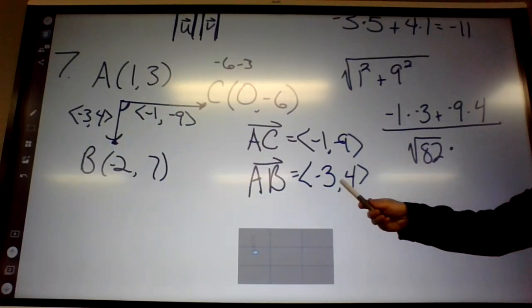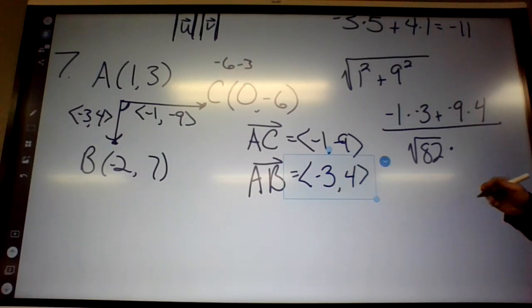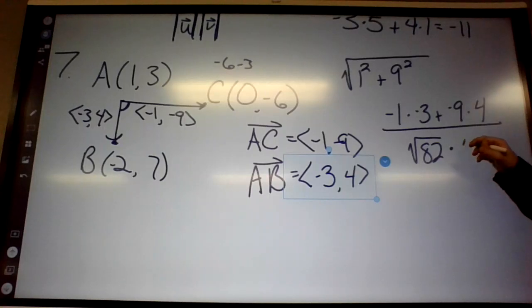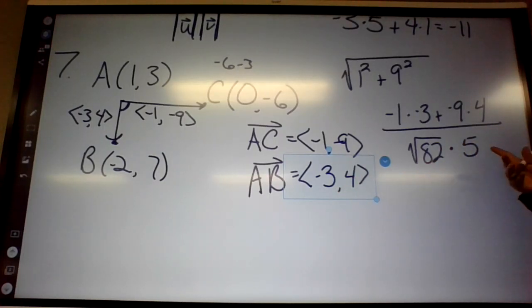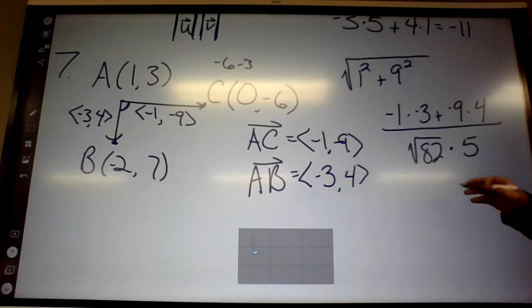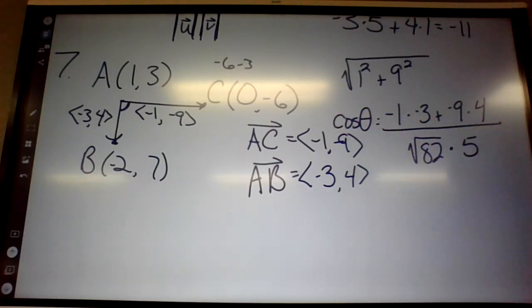It's not the answer, it's just something we need in the formula. So you guys might know this. If we have 3, 4, what's the magnitude going to be? 5. Yeah, that's right. So you could do 3 squared plus 4 squared, it'd be 25. Square root of 25 is 5. Okay, anyway, cosine of theta equals all that.